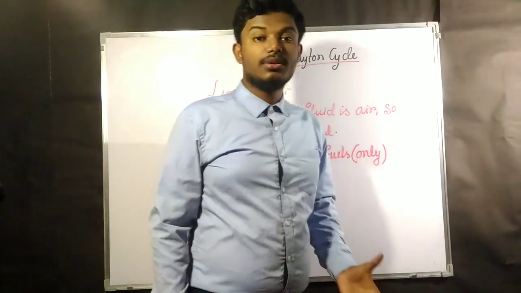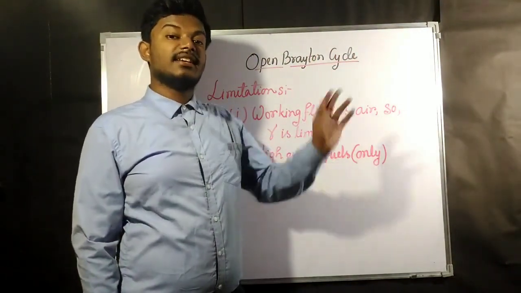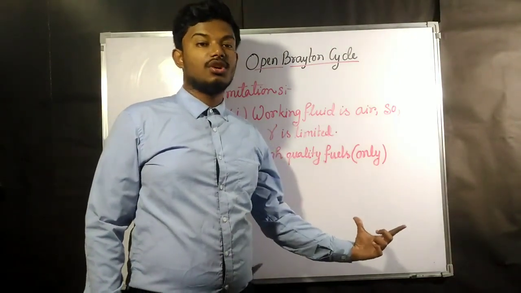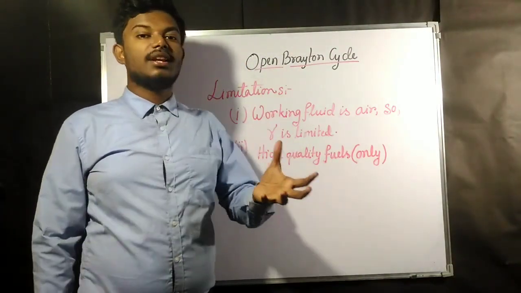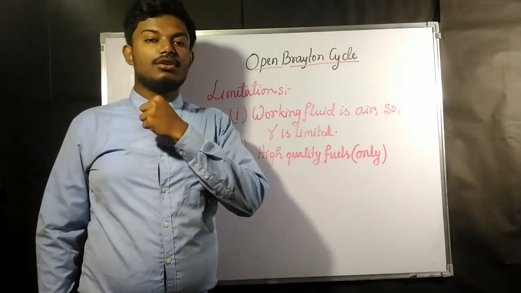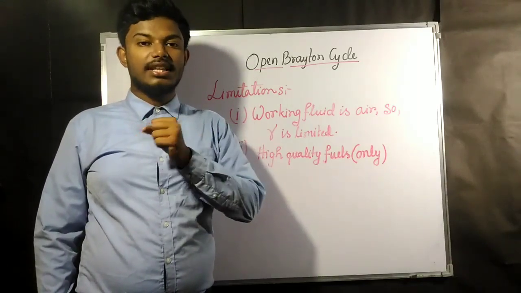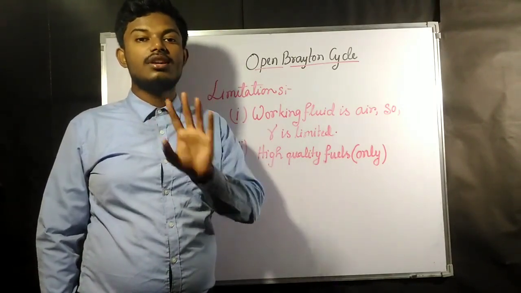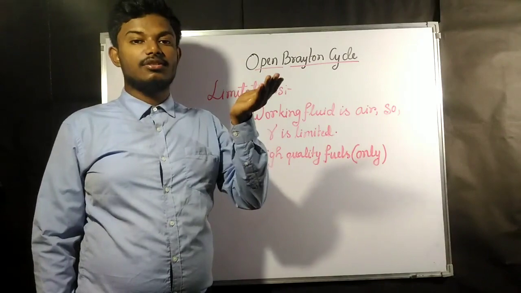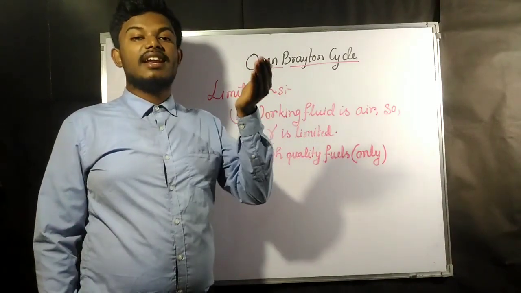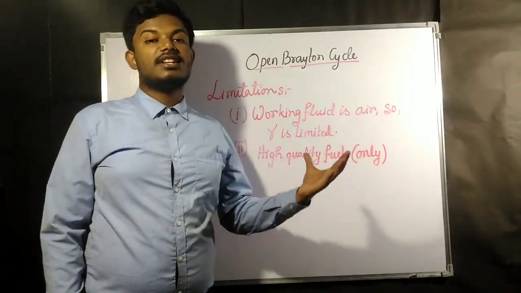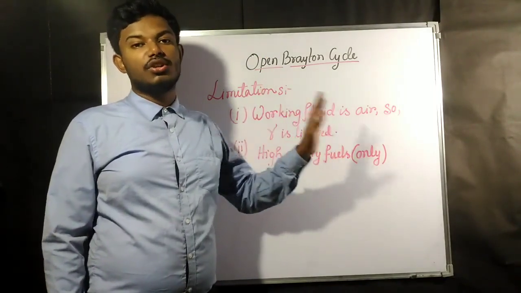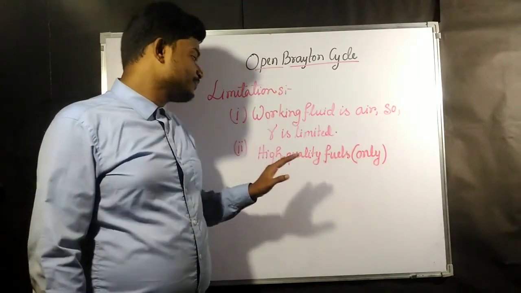As we have said, with the increase of the adiabatic index, the increase in efficiency would be more for the same increase of pressure ratio. Now in the open Brayton cycle we are going to take atmospheric air, that means we are going to take air only. So gamma is limited, and even if we try, we cannot change the adiabatic index. If we want to increase the adiabatic index for the same pressure ratio, it is not going to happen, because the working fluid used is always going to be air, and its gamma is limited.